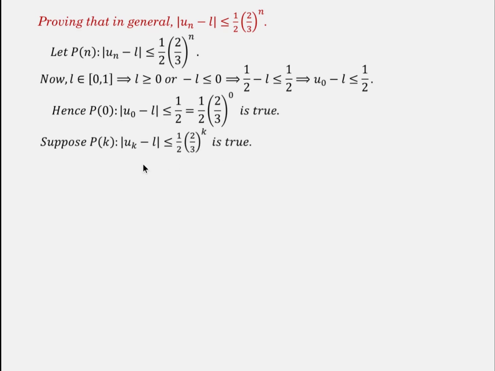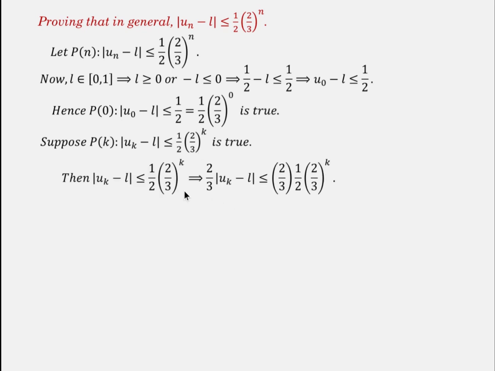We now suppose that pk is true, so that we get the absolute value of uk minus L being less than or equal to half into 2/3 to the power k, and then we proceed to use that and prove that the statement pk plus 1 would also be true. We start by multiplying both sides of that assumed statement by 2/3, so that we get 2/3 into the absolute value of uk minus L less than or equal to 2/3 into half into 2/3 to the power k.